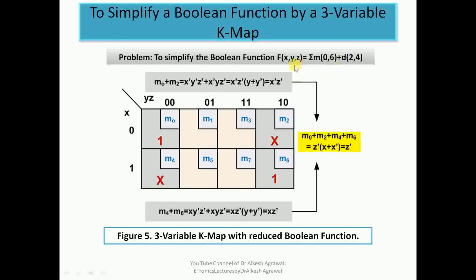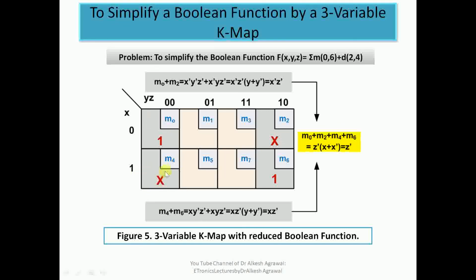We have another function of 3 variables where this function is in terms of minterms 0, 6 with don't care conditions 2 and 4. So again we plotted 1 at M0 and M6 and don't care condition as cross at M2 and M4. So again, as I've told, this don't care condition can be treated as 1 if they can be put in a group, or they will be treated as 0 if they are not part of a group. So here we see that we have 1 at this corner, 1 at this corner. At this corner we have don't care condition, at this corner we have don't care condition.